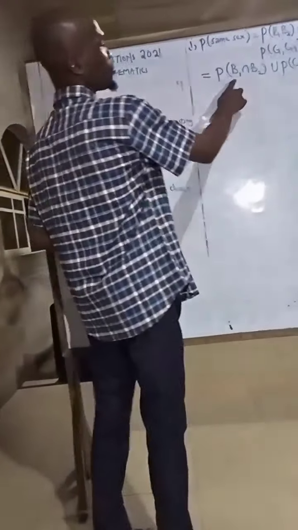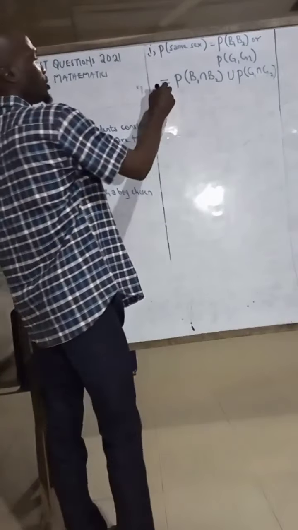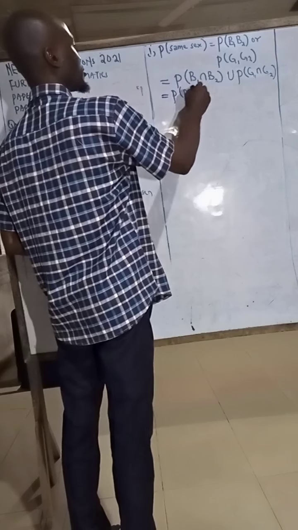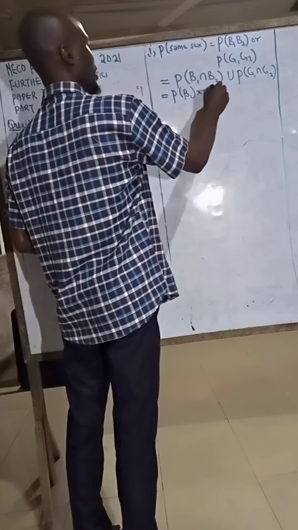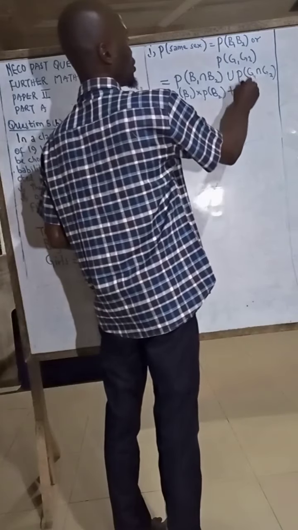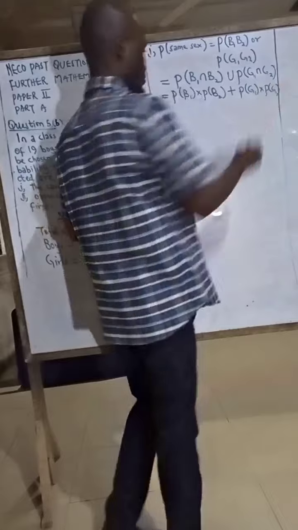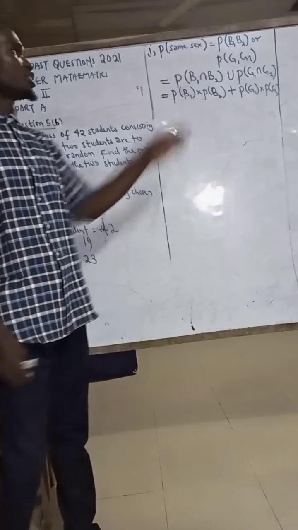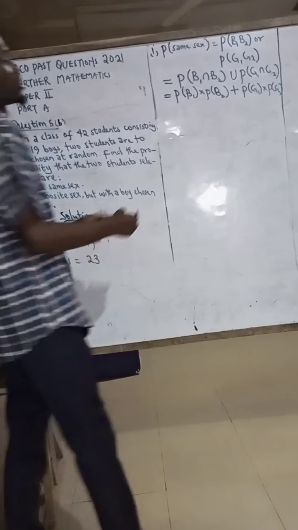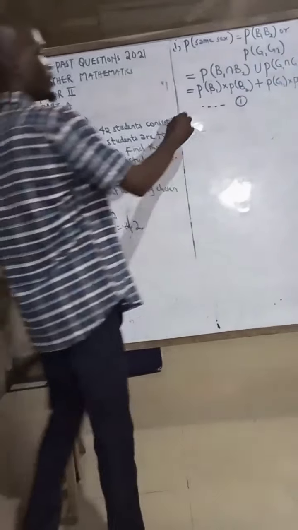Now, in probability, we are going to view our intersection as product. So that means this will give us probability of boy first times probability of boy second, and this union is going to mean plus probability of girl first times probability of girl second. So the next thing is to interpret what we have. Let's keep this formula. We can call this equation 1. Let's keep it.